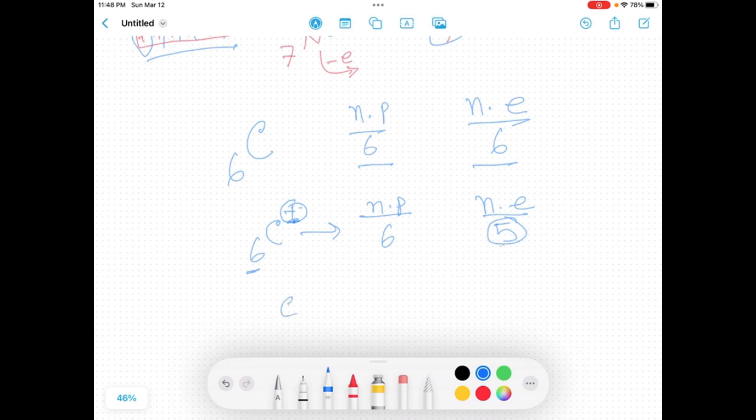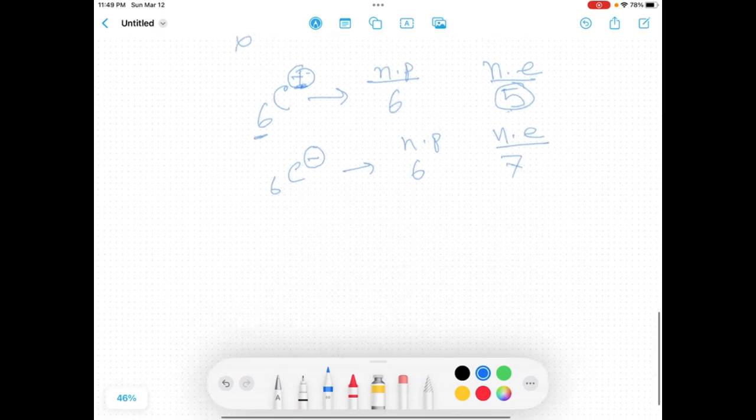Now if you think differently, like carbon minus, the number of protons will be 6 and the number of electrons will be 6, and since you have one negative charge, add one electron here, so the number of electrons will be 6 plus 1, like 7.